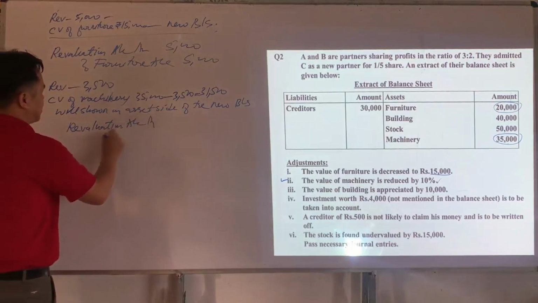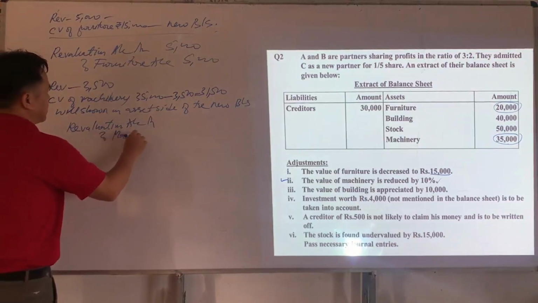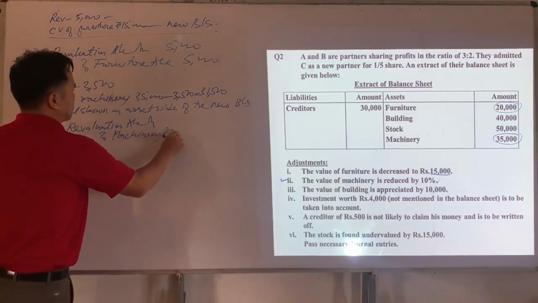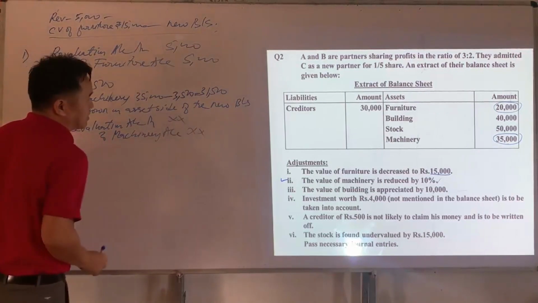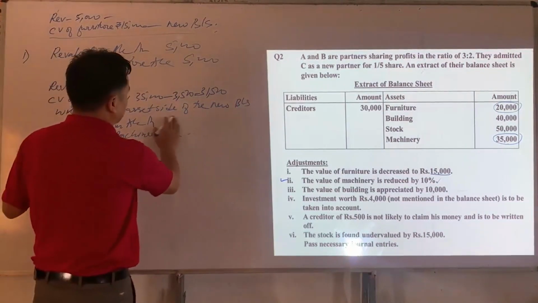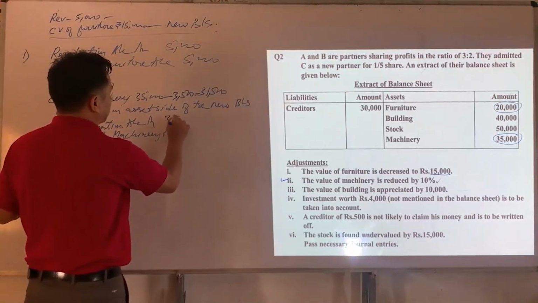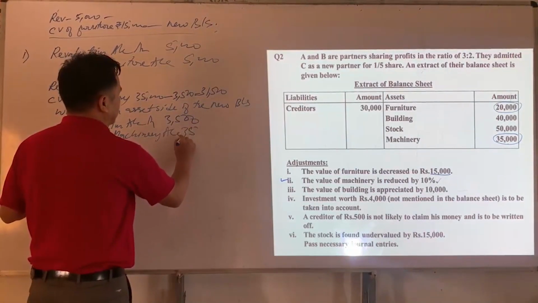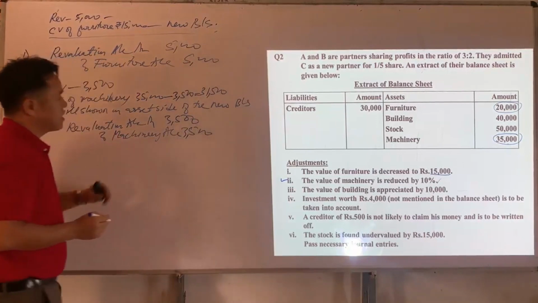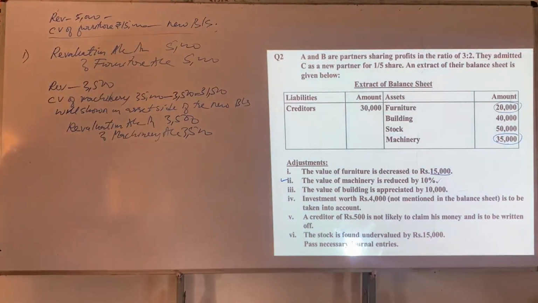So if the value of machinery is decreased, the journal entry will be revaluation account DR to machinery account. Since the value of machinery is decreased by 3,500, the machinery account should be credited. Is that clear for you? Okay.